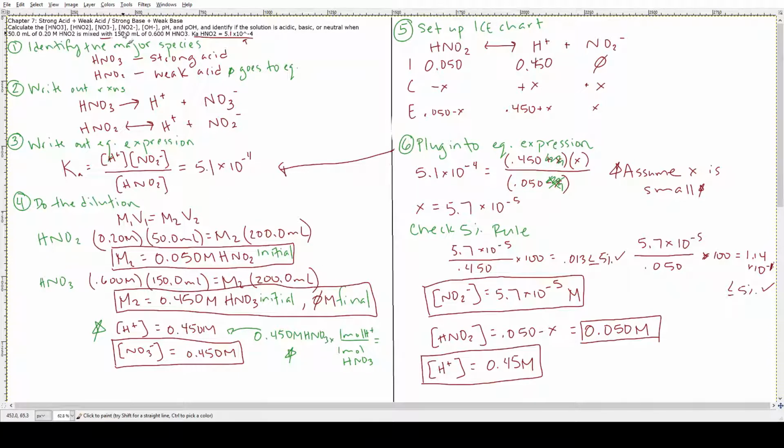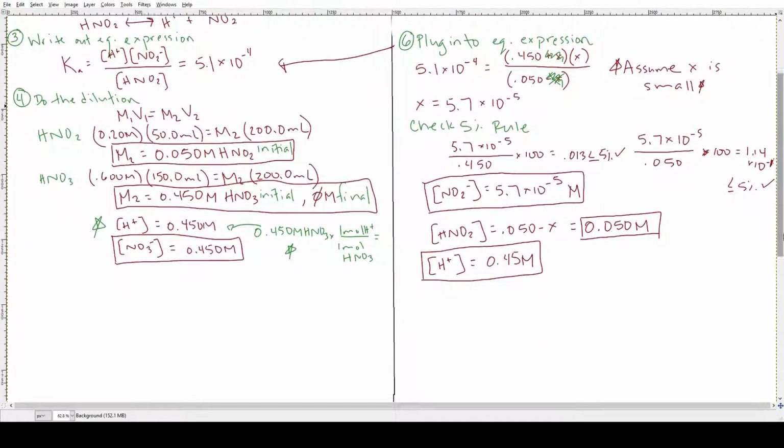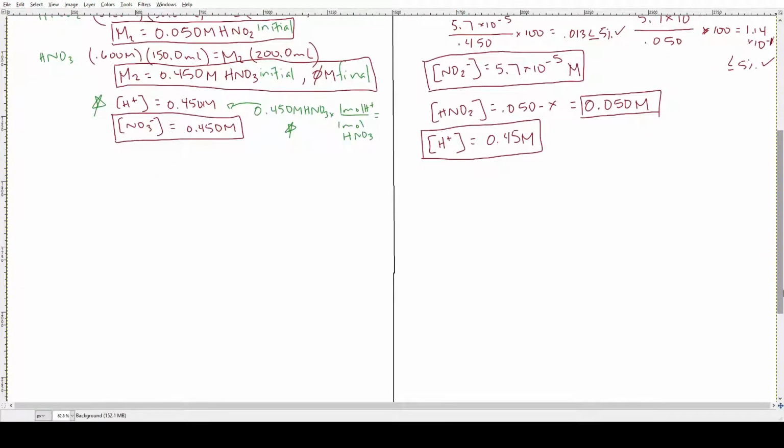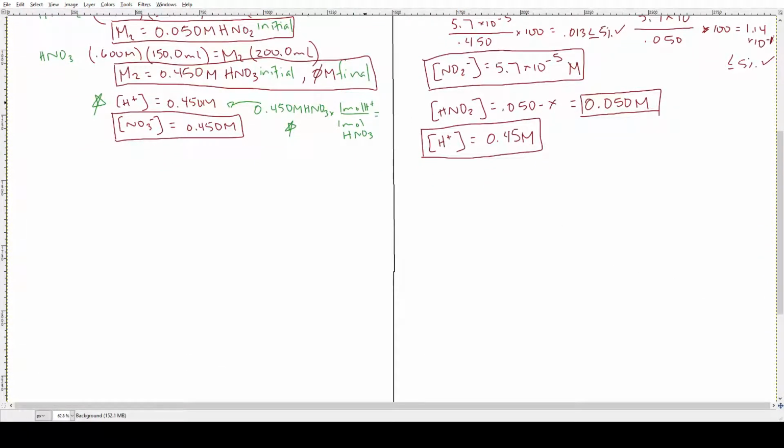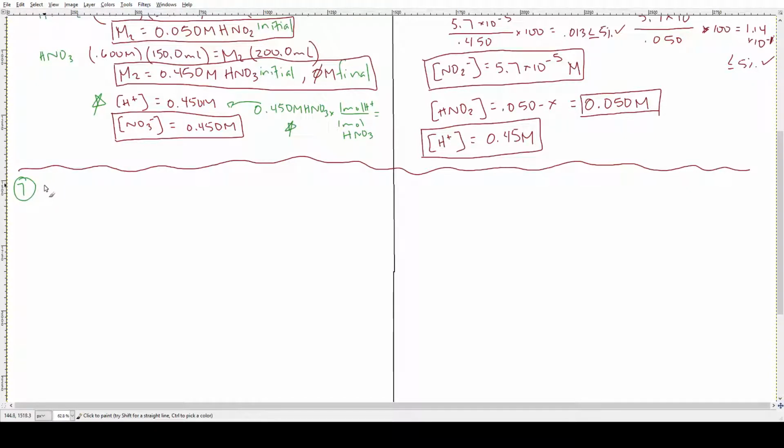So this problem, however, also wants the concentration of hydroxide, the pH, the pOH, and if it's acidic, basic, or neutral. So I need to scroll down to make space for that. There. Okay, I'm going to move over to the other side. So I'm going back over here. So now I'm on to step 7, which is to solve for pH and pOH, and in this case, the concentration of hydroxides.